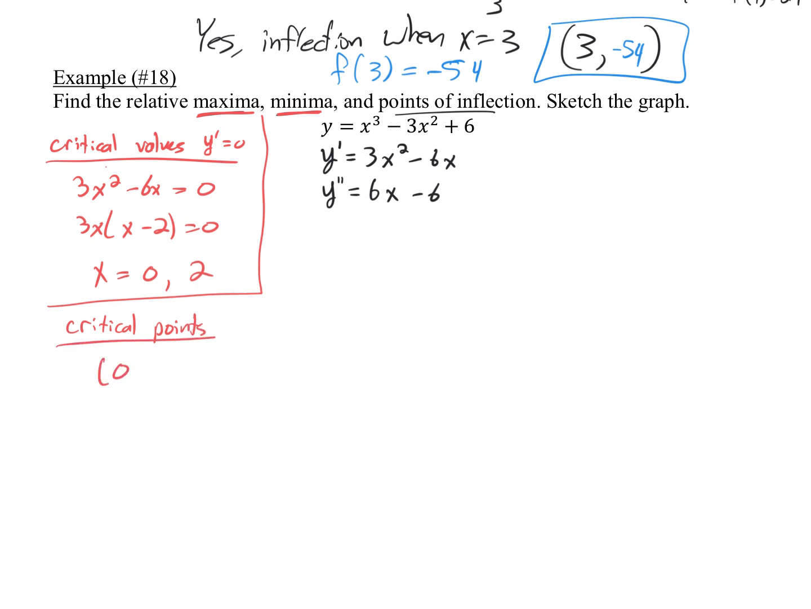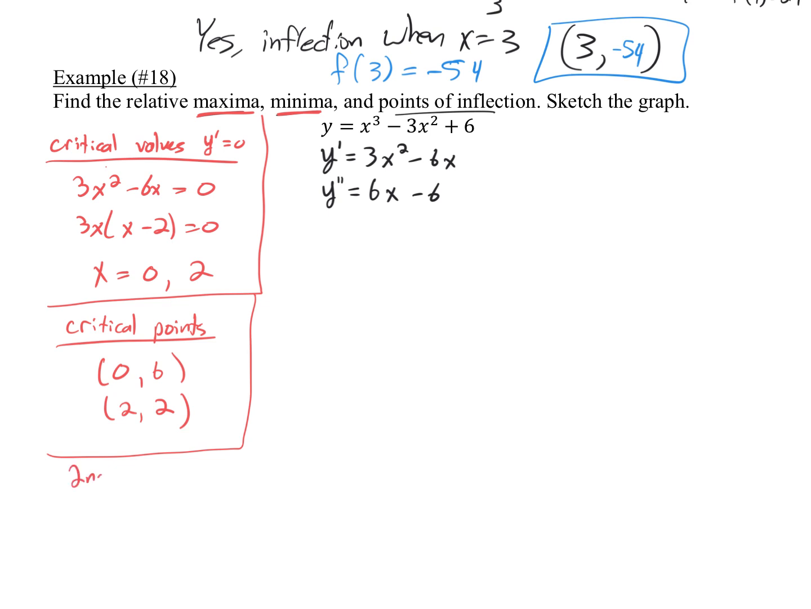All right, so we need x, y values. We're going to plug the x coordinate we came up with into the function. So if I plug in 0, I should get 6. If I plug in 2, go ahead and do that in your calculator, but you should get 2 as well. So these are the candidates for minimums and maximums. Now, how do we know if they're minimums or maximums? We can either use a first derivative test or a second derivative test. Since I've already computed the second derivative, let's go ahead and use a second derivative test.